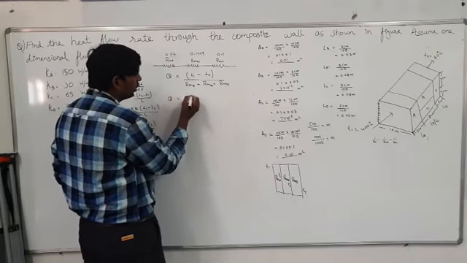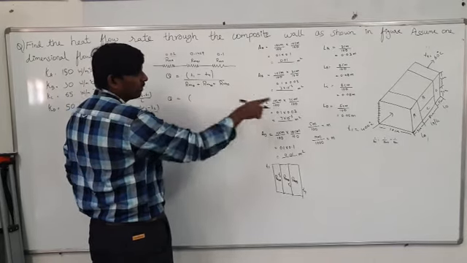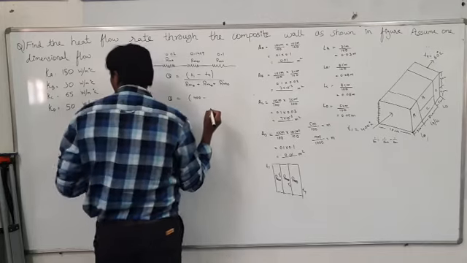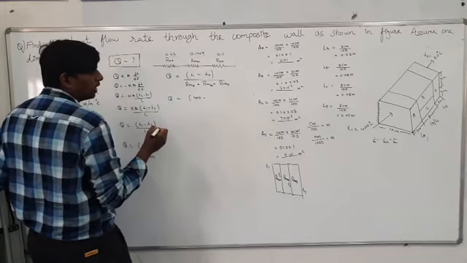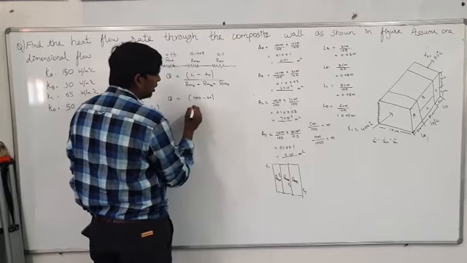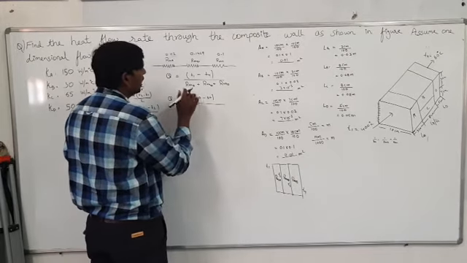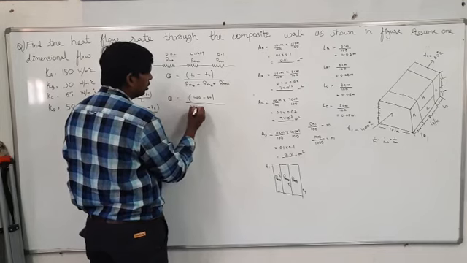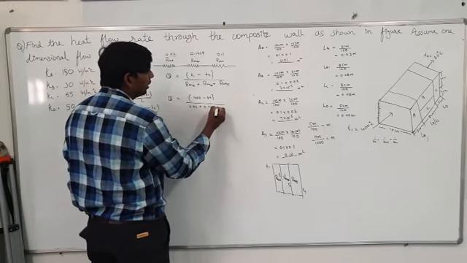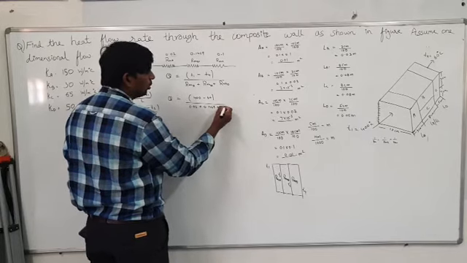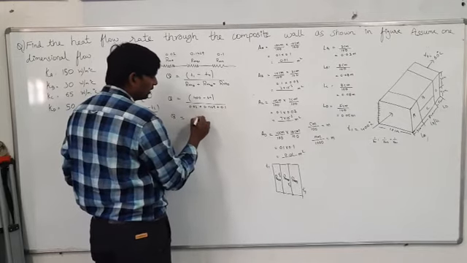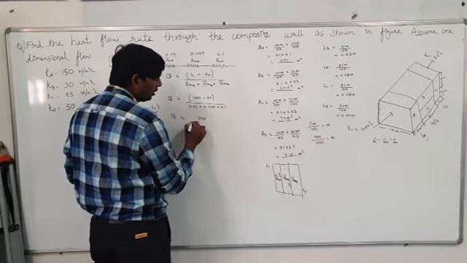Then Q is equal to T1 value, how much? It is given in your diagram: 400. T4 value is 60. So 60 by RTHA. RTHA value is 0.02, RTHBC value is 0.1469, then RTHD value is 0.1. Then Q is equal to 400 minus 60, that is 340.